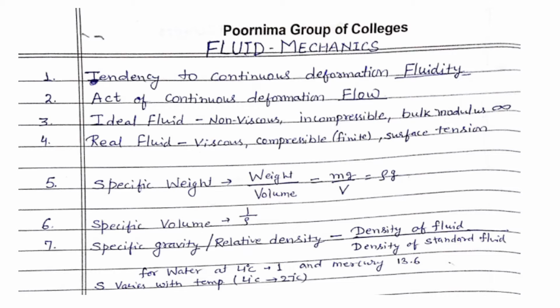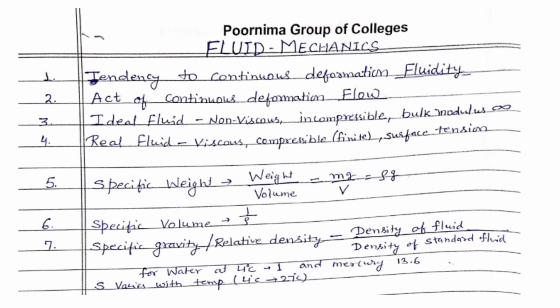Now the important properties of fluids. Specific weight is defined as the weight per unit volume, that is mg, weight divided by volume. So m upon v, we already know, that is mass per unit volume, is density. So rho into g. Now the specific volume can be defined as 1 by rho, the reciprocal of density, per unit mass.